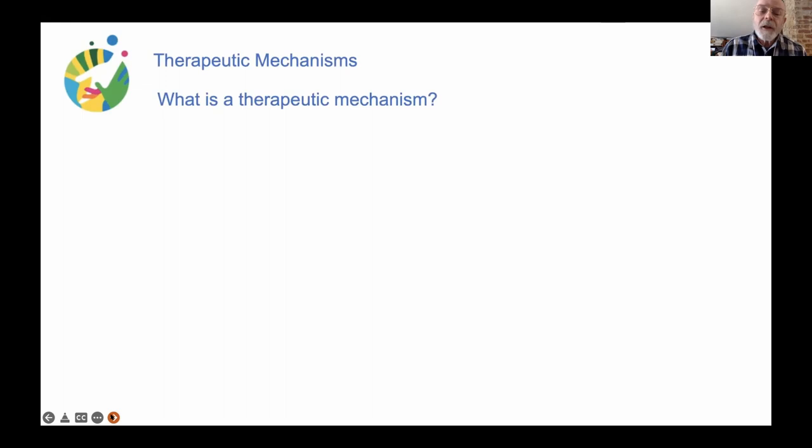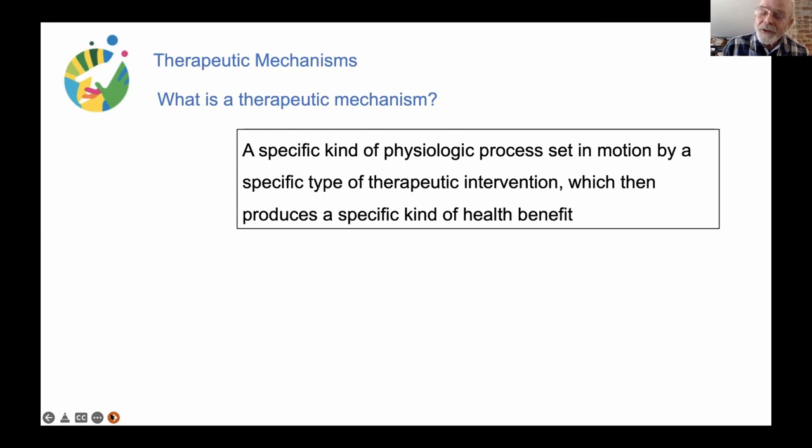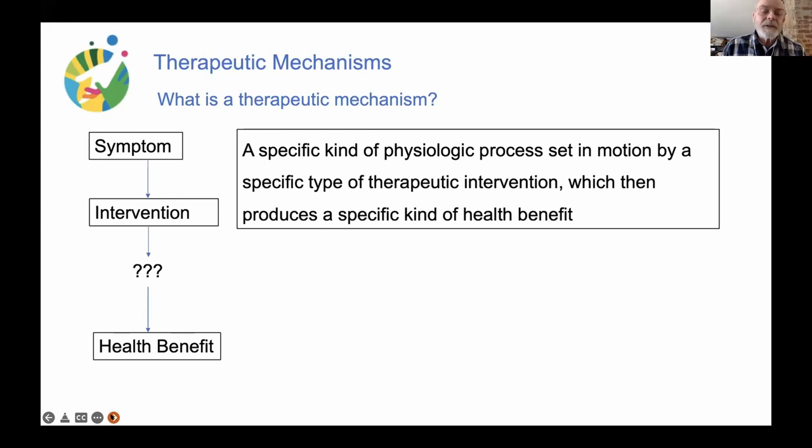What is a therapeutic mechanism? Now, this looks a little difficult, but I'm going to illustrate it for you. It's a specific kind of physiological process that's set in motion by a specific therapeutic intervention, which then produces a specific kind of health benefit. Specific, specific, specific. Not just, oh, we lean on them and they get better. No, that's not a mechanism. And it's not even, oh, I make their bodies line up with gravity and they feel better. That's not a mechanism.